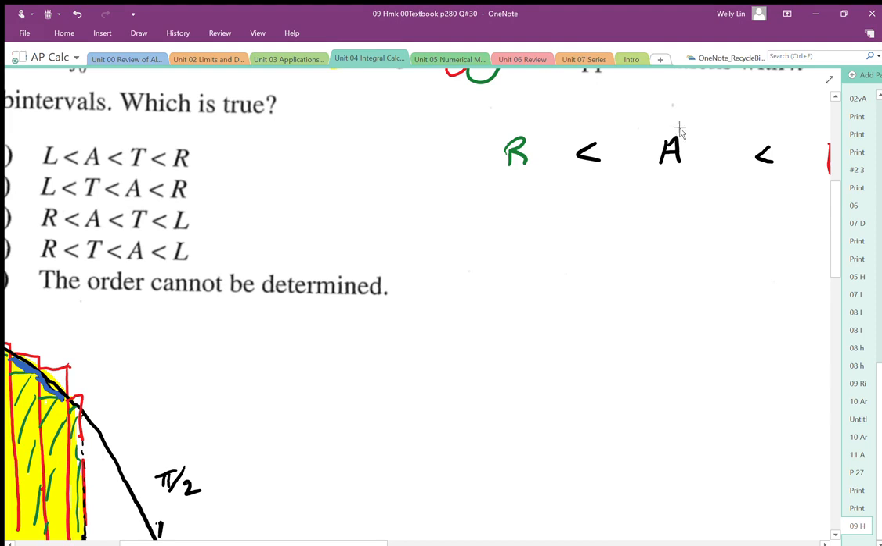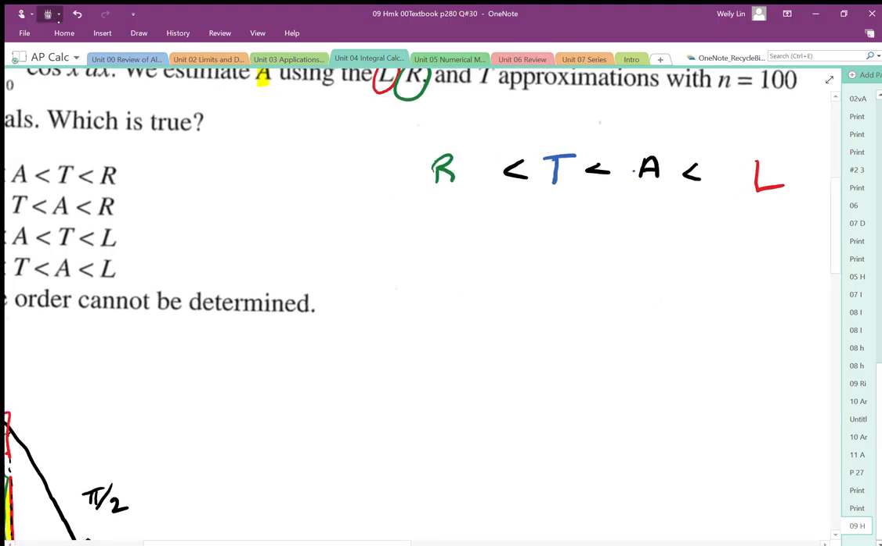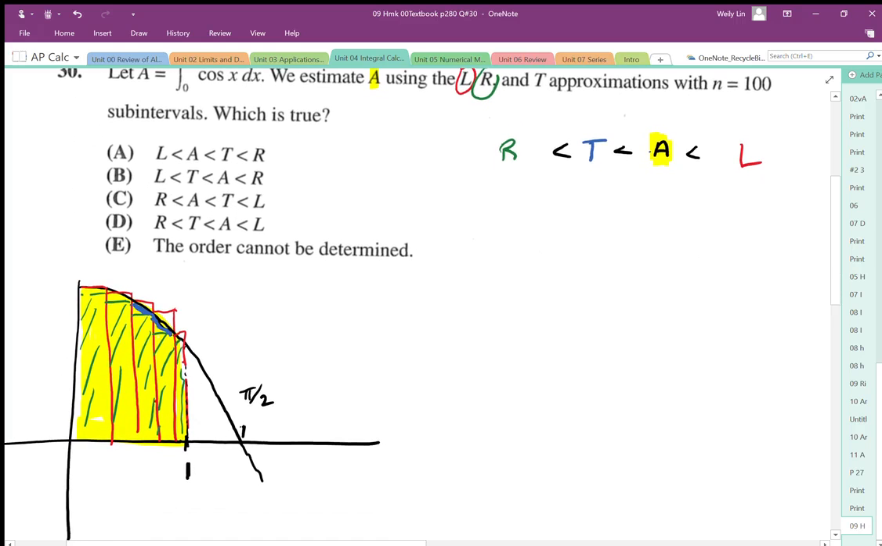So what I can then do is move this over and rewrite this in: my trapezoids are going to be less than A, which is bigger than the right Riemann sum, and the left Riemann sum is going to be the biggest. Okay, so I'm just going to highlight like that. So we can see that the smallest is going to be the right Riemann sum, the trapezoid is next, the black line is next, and then the red, which is the left Riemann sum, is going to be the largest. So we are looking at the answer of D.